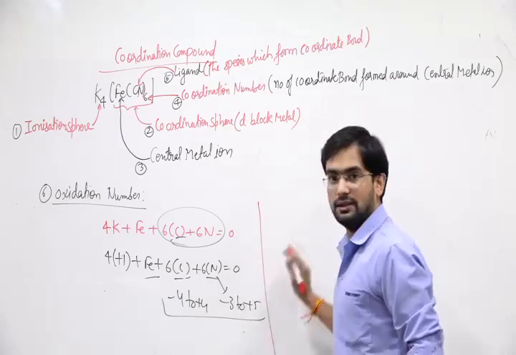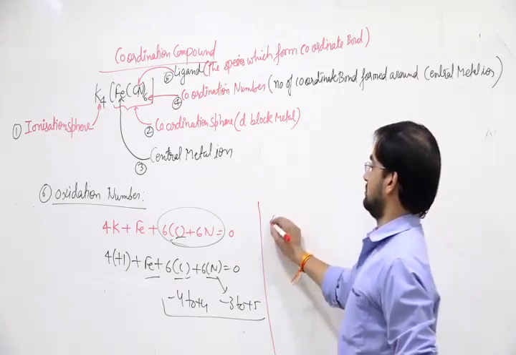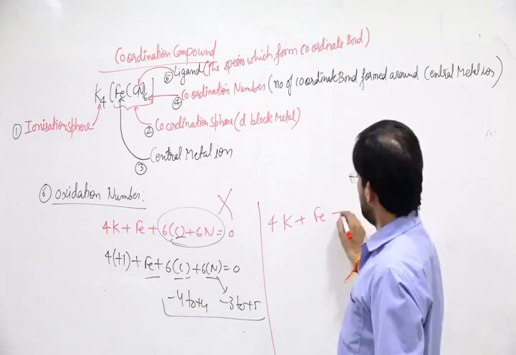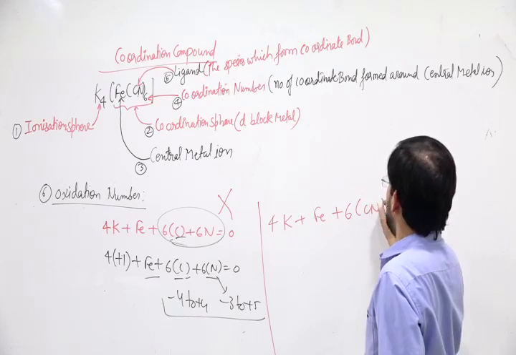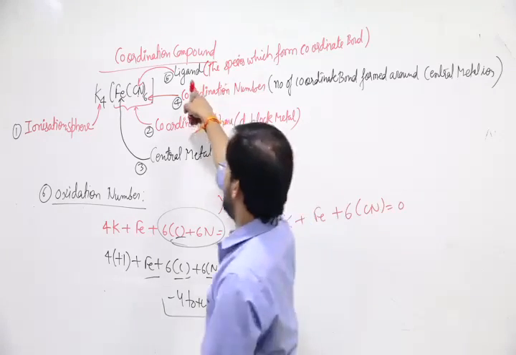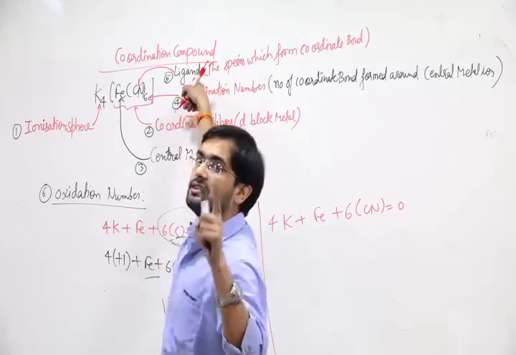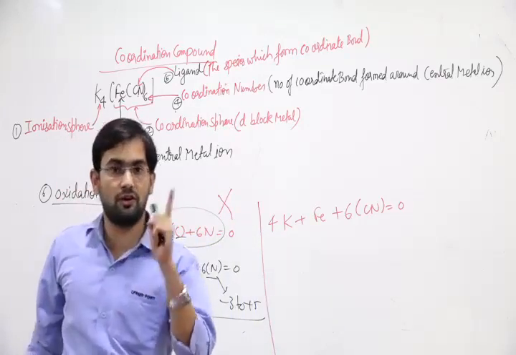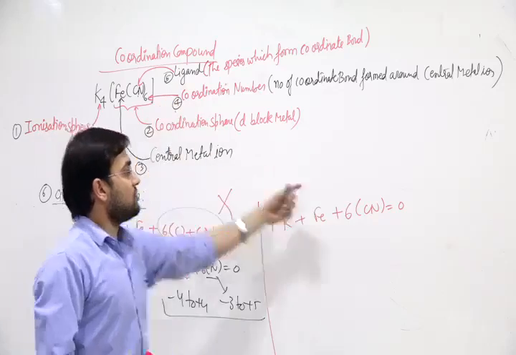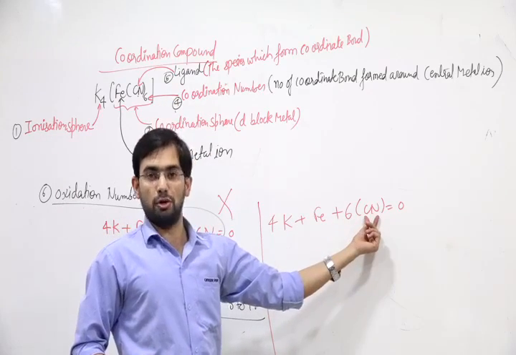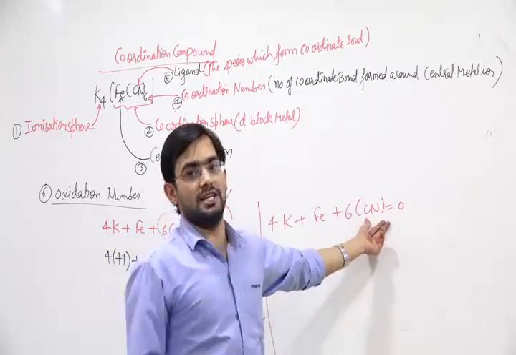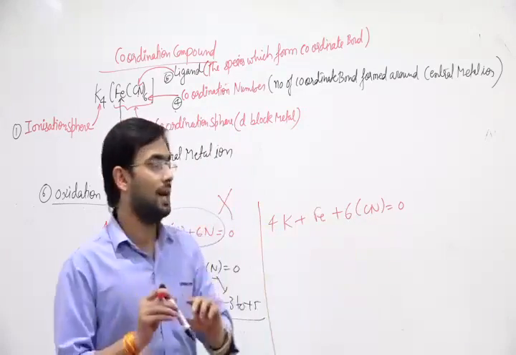Instead of writing this, this is the wrong way, okay? The correct way is this: 4K plus Fe plus 6CN is equal to 0. I don't break ligands. That's why it is important for you to find out what the ligands are, because if you find out the wrong ligand, you will break the other thing. If you know the ligand, you will not break the ligand. That is the importance. If you know the ligand, you know the direct charge on ligands.